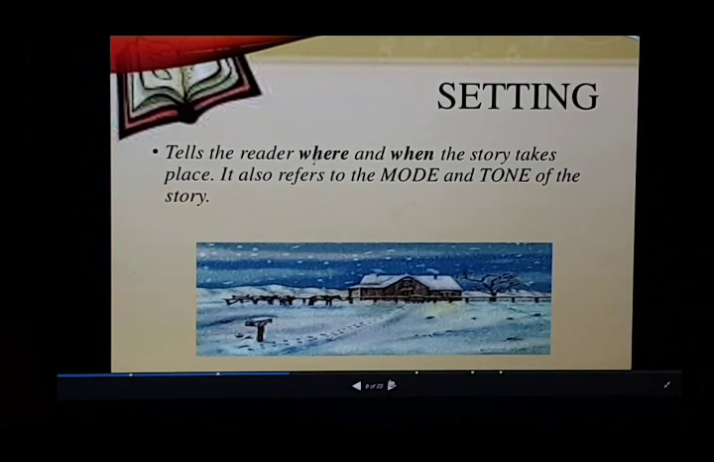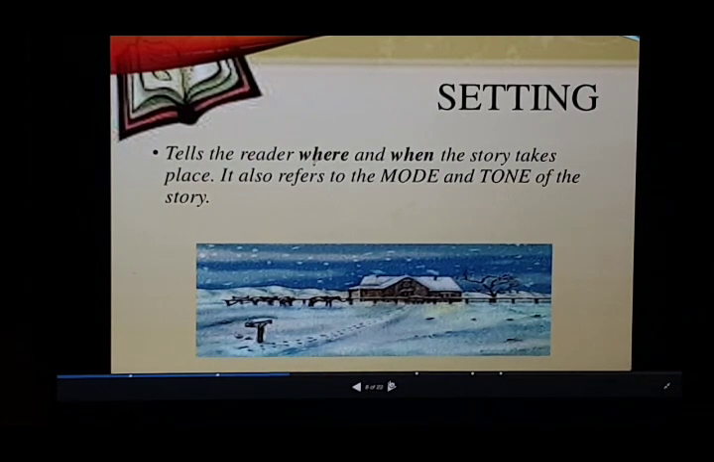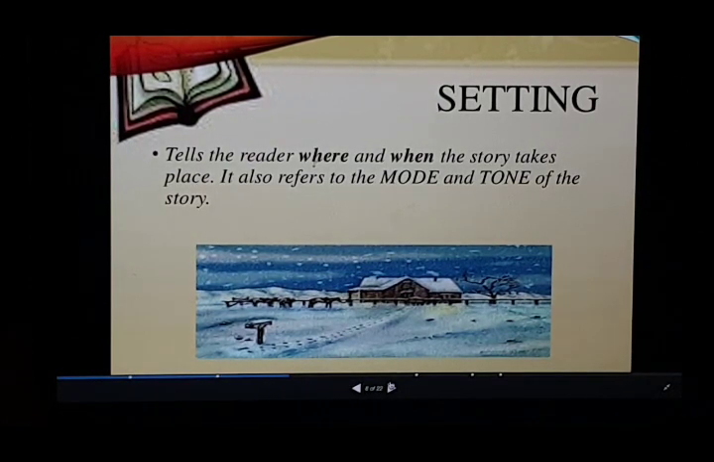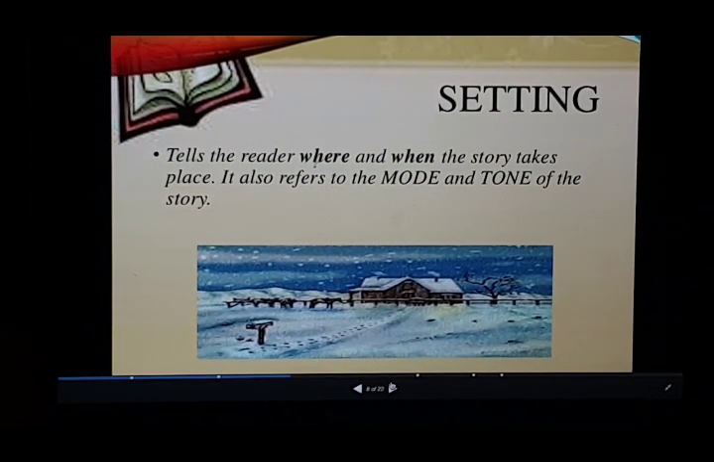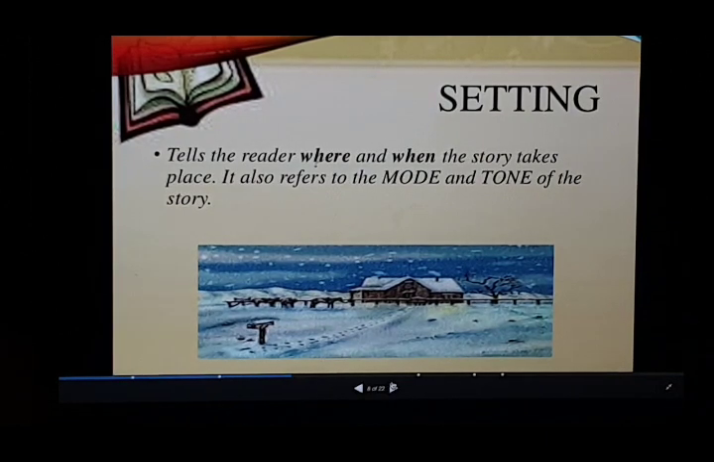First is the setting. Like I told you, it's where and when. That means the place or the time. It tells the reader where and when the story takes place. It also refers to the mode and tone of the story.